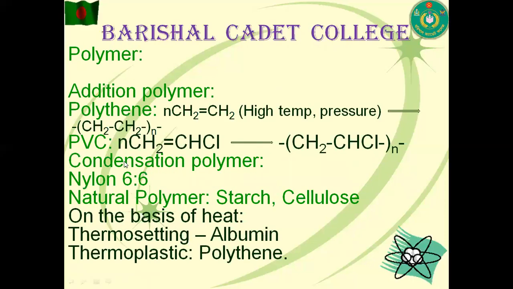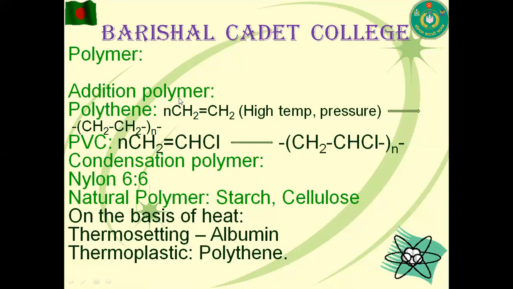Now, polymer. Several types of polymers are present in nature and artificially. When different types of monomers combine with each other under appropriate conditions, that means high temperature, pressure, and organometallic compound, the product is called a polymer. Different types of monomers combine to form a polymer. Several types of polymers are present.